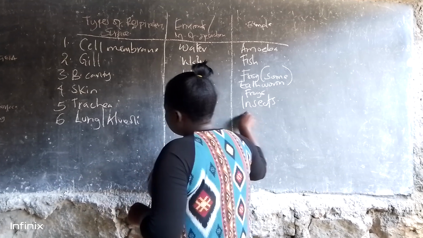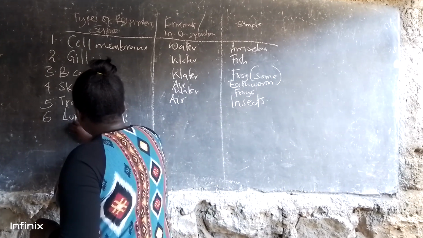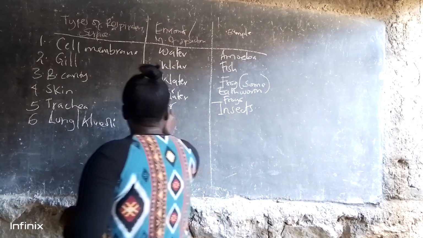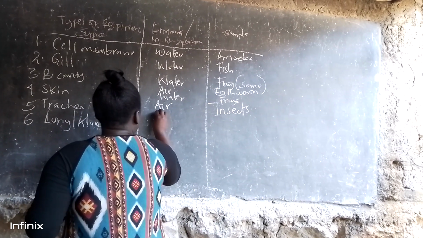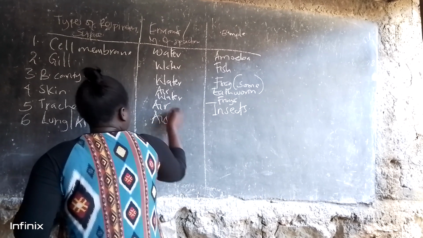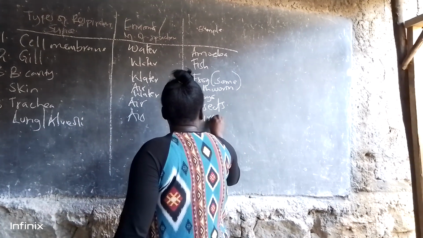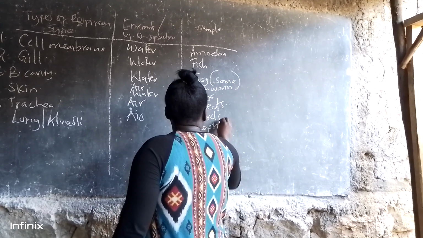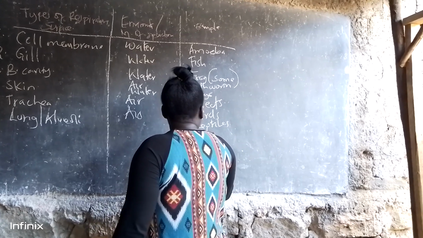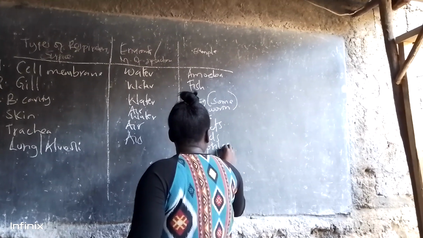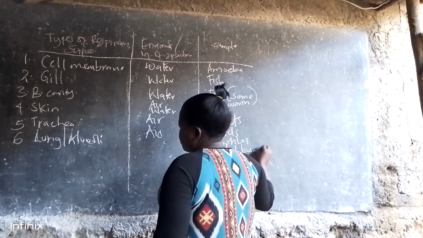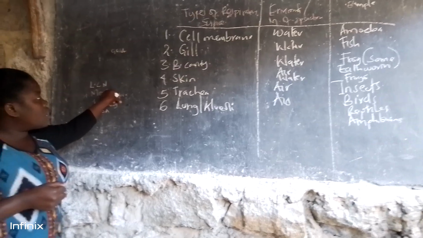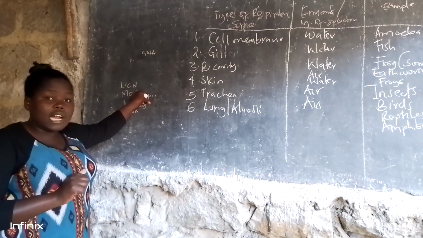Then lungs or alveoli. Those that do it through lungs or alveoli are the reptiles, birds and mammals, and even amphibians. So these are the different types of respiratory surfaces in animals.